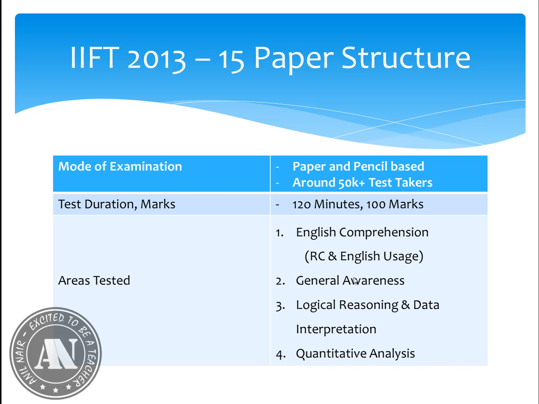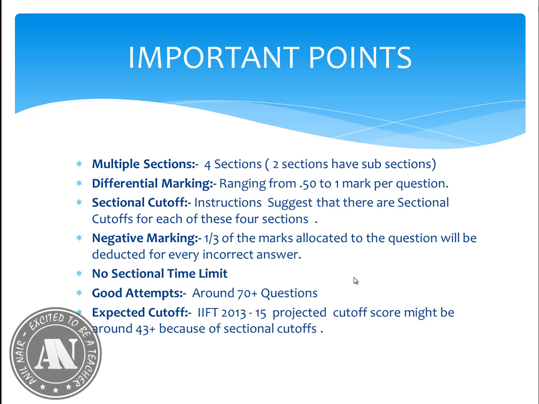So let us get into the section-wise analysis. Most of the points given in the slide are self-explanatory. As stated in the paper, there is differential marking. The marks range from 0.50 to 1 mark per question. There is negative marking, and there is no sectional limit. Now I personally think that good attempts, according to me, is above 70 questions with a minimum 85% accuracy.